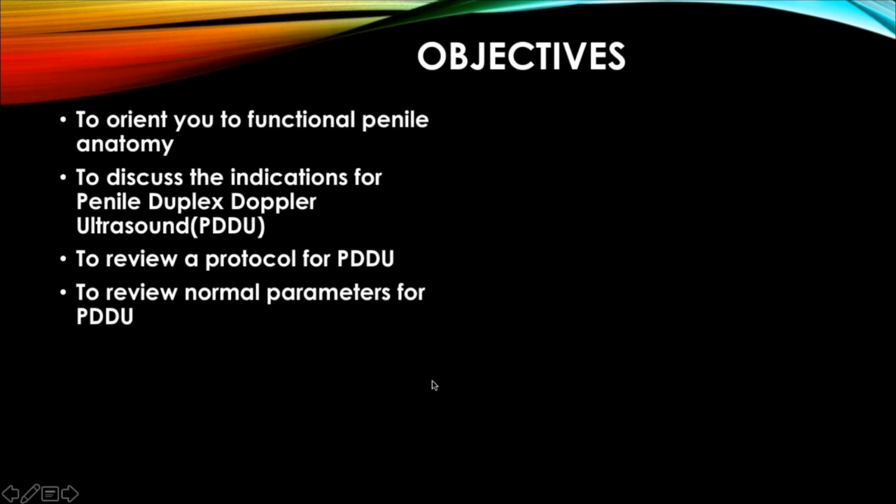And these are my objectives, essentially to orient you to functional penile anatomy. You need to know a little bit about the anatomy to understand both the indications and how to interpret the duplex ultrasound. And then we're going to discuss these indications for the duplex ultrasound and review a protocol for penile duplex Doppler ultrasound. And then to go over the normal parameters for penile duplex ultrasound and show you some cases that we'll have you participate in through poll responses to see if you have a good understanding of what we're going through.